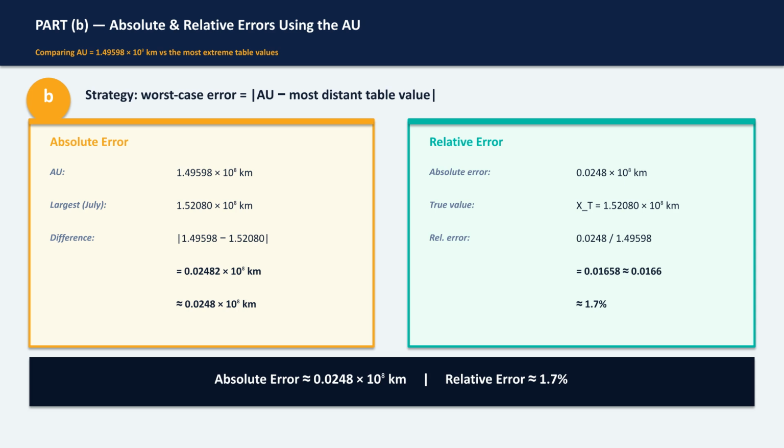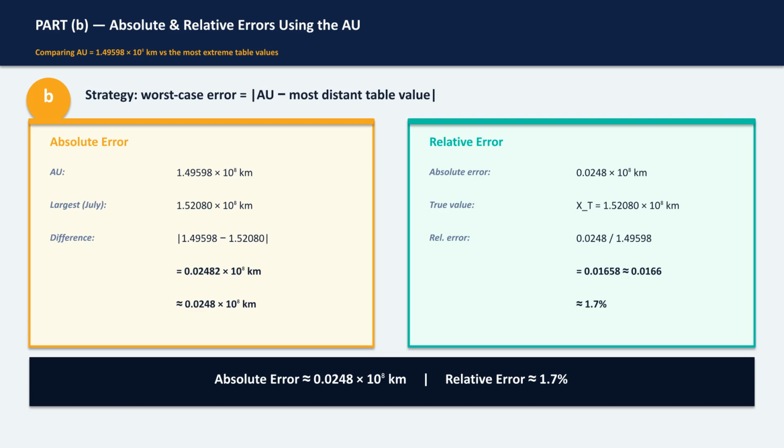Now for Part B. We want to find the largest possible absolute and relative errors when we use the AU, 1.49598 times 10 to the 8 kilometers, instead of one of the real table values. The worst case is when the real distance is as far from the AU as possible. Looking at the table, the farthest value from the AU is 1.5208 in July. So the absolute error is the absolute value of 1.49598 minus 1.52080, all times 10 to the 8 kilometers. That gives us 0.02482, which we round to 0.0248 times 10 to the 8 kilometers.